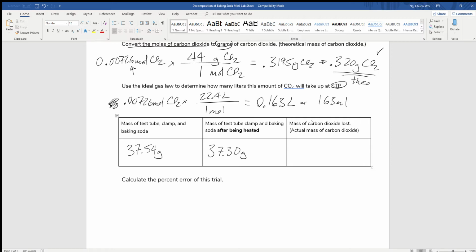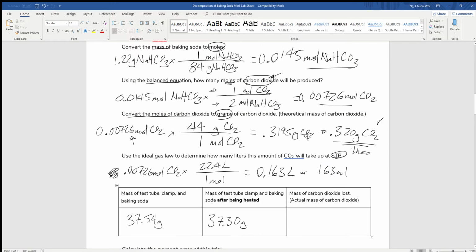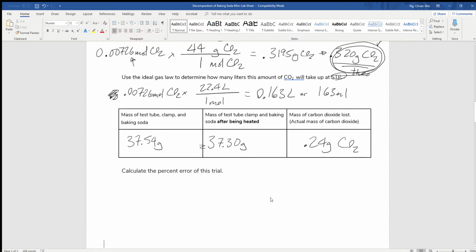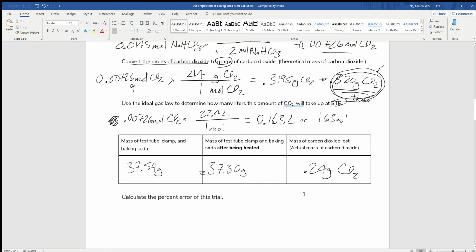Great. The last part of your analysis is to find the percent error. So here is my theoretical. We're going to need this number soon. But here, I pretended to remeasure. So it looks like I lost this amount. If I find a difference here, I lost 0.24 grams of CO2. What I was supposed to lose was 0.32 grams.